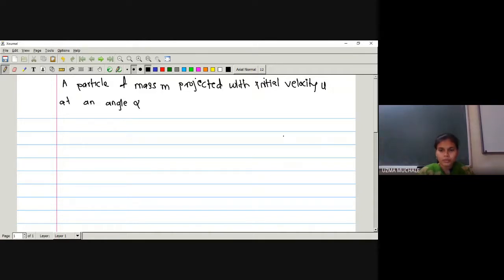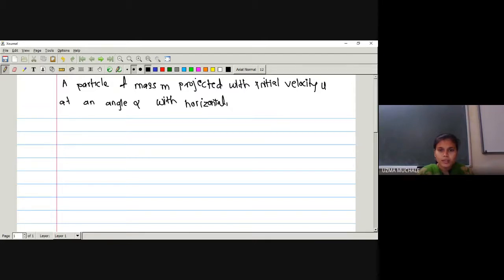So if you are going to throw the object from some height, it will make some angle alpha with your x axis or ground. So that angle we are going to say is alpha with the horizontal, or we can say with the ground or x axis.